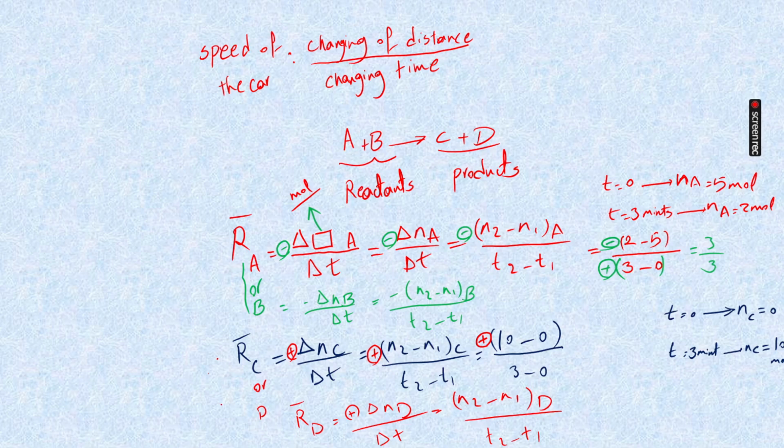That's why we bring a minus here for A or B. We have to write the minus here. But for C and D, they are products, so we have to put positive here.